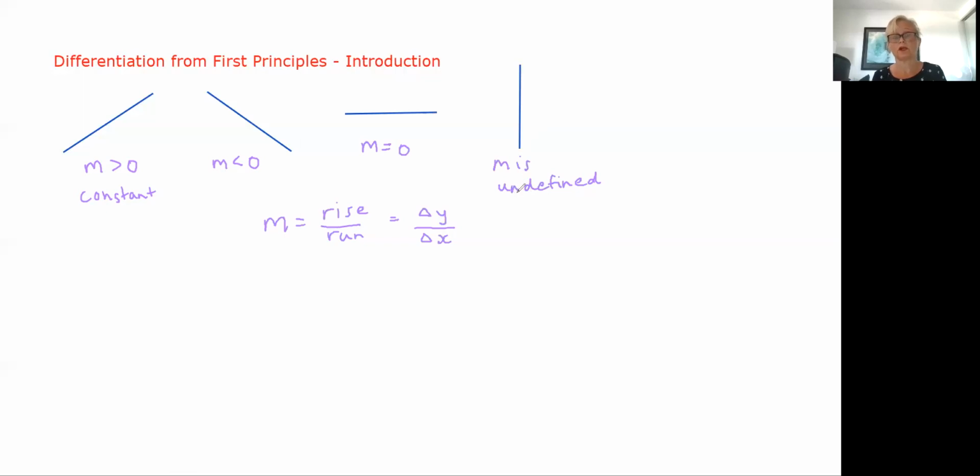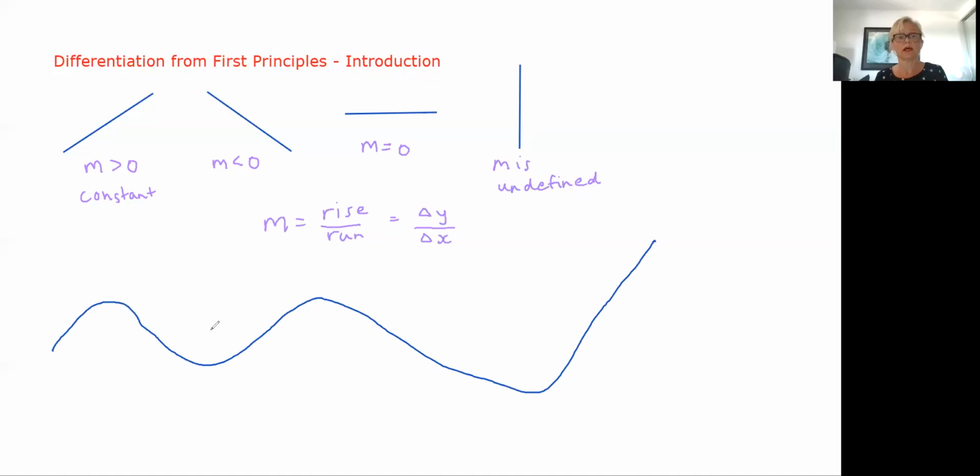That is not defined. Now that's all very well and all very exciting, but what happens about lines that are not straight lines? Say we had something like this. Say this was the side view of some sort of bike track that you were riding your bike along. You would very quickly find that the gradient or the steepness is changing as you go along this line.